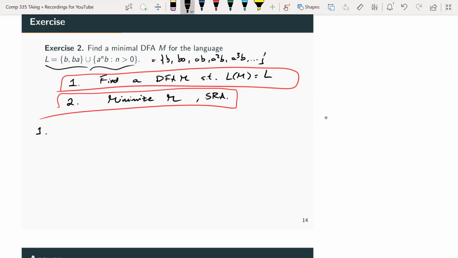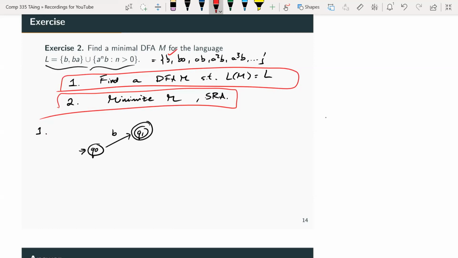Okay, so let's try to construct a DFA that accepts this language. If you start at your initial state Q0 and you read a B, then let's call that Q1. That should be a final state because you want to accept a B. Okay, so that takes care of B.